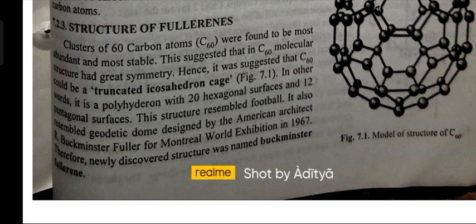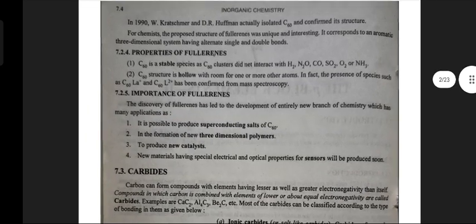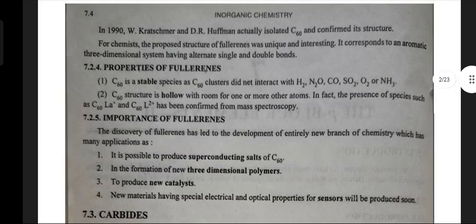It also resembled the geodesic dome designed by the American architect R. Buckminster Fuller for the Montreal World Exhibition in 1967. Therefore, the newly discovered structure was named Buckminsterfullerene. In 1990, W. Kratschmer and Dr. Huffman actually isolated carbon 60 and confirmed its structure.